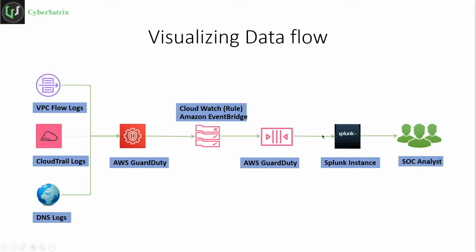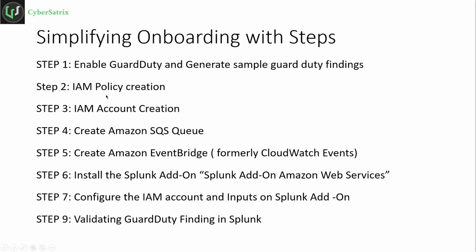Okay. So let us see what steps we need to perform before we go to the hands-on, right? The first thing we're going to do is enable GuardDuty and generate some sample findings. Second, we're going to create a policy that provides permission to the SQS queue so that Splunk will be able to pull the data from it. Since in the Splunk add-on we need to provide an IAM account, we're going to create an IAM account and attach the policy we created to it. Then we're going to create an Amazon SQS queue where we'll store the data temporarily before it is pulled by the consumer, that is Splunk here.